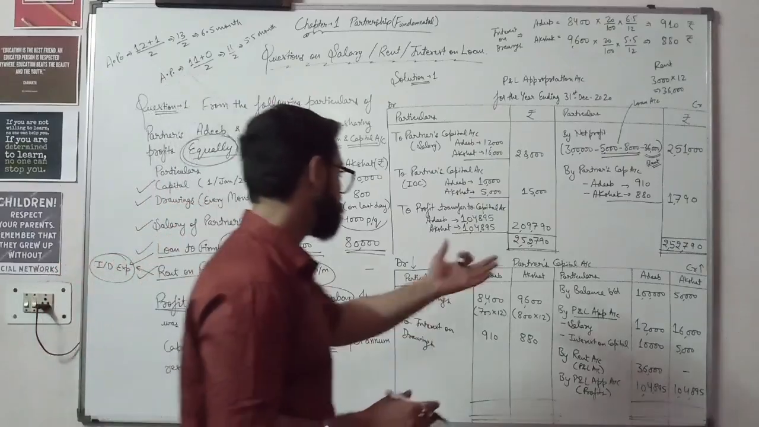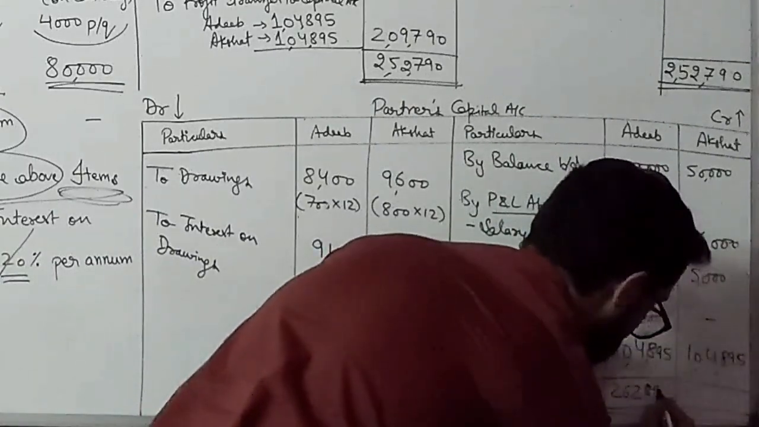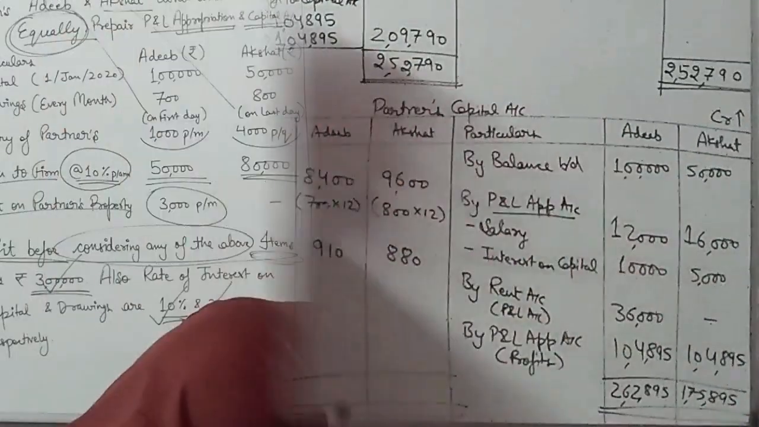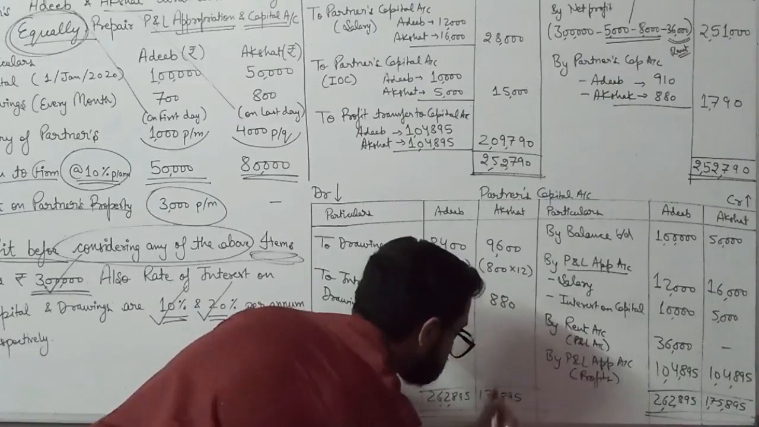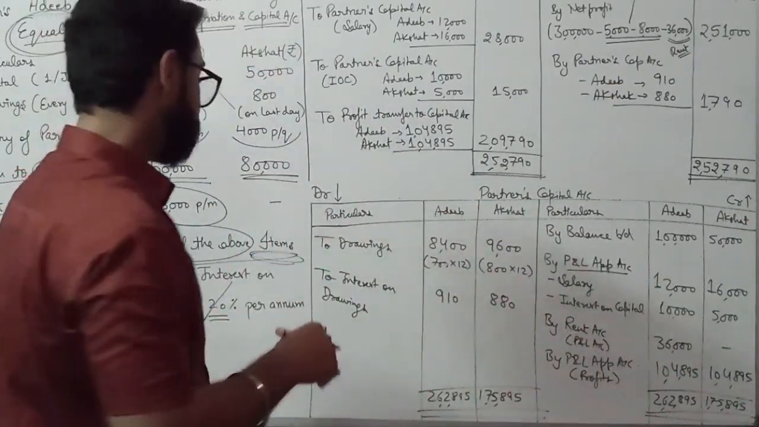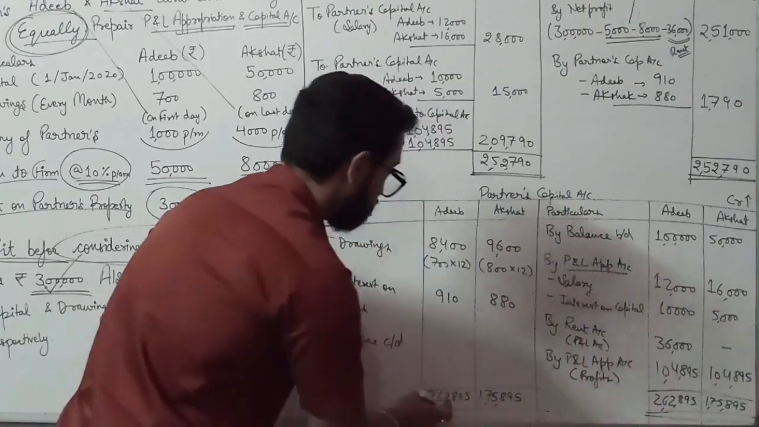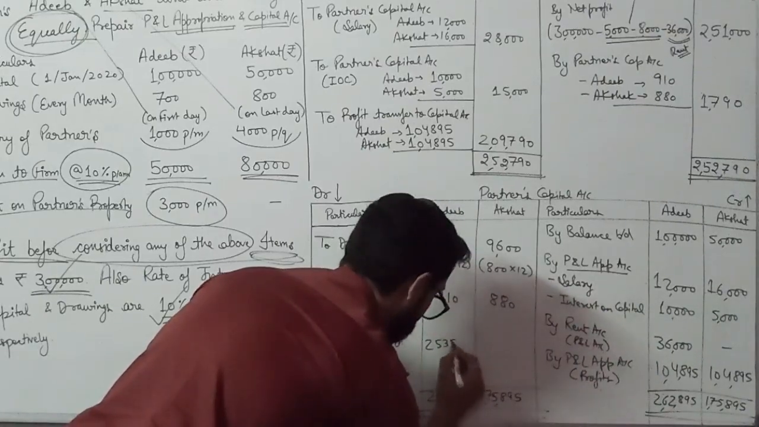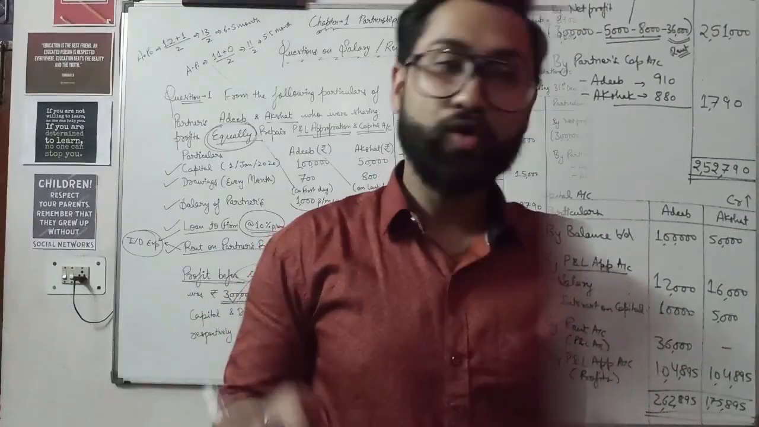Now the question is almost complete. Let us do the totaling. Now after calculation, answer comes to 262,895 and 175,895. Now totaling of credit side is more, so the same will be written here. Now let us deduct them, then the closing balance will be 2,53,585 and 1,65,450. Okay, the question is complete.